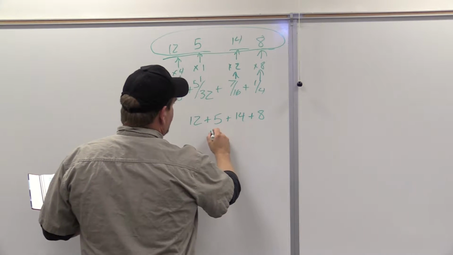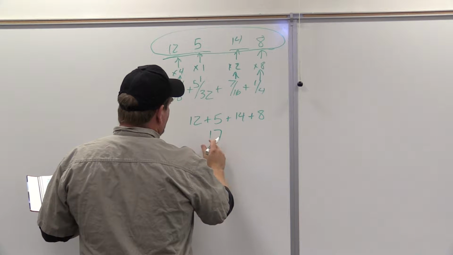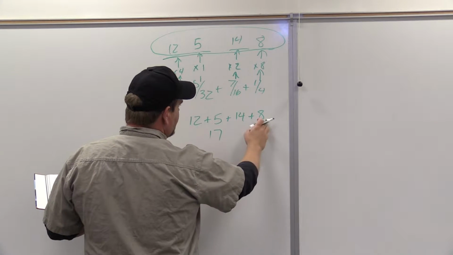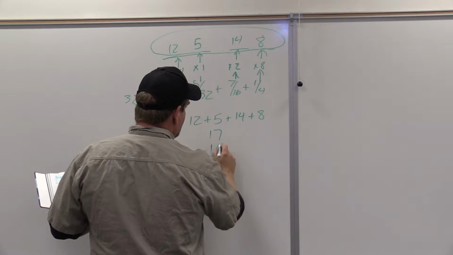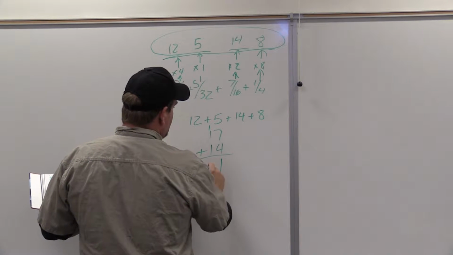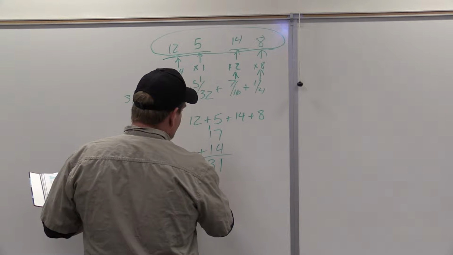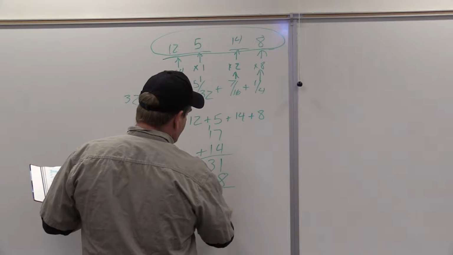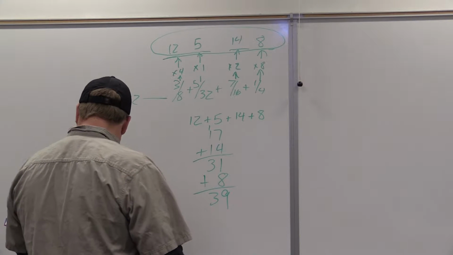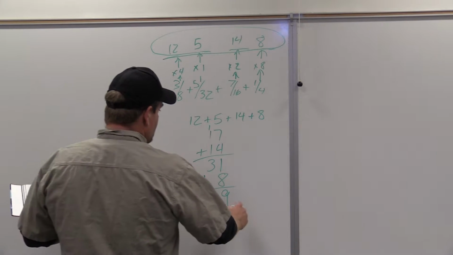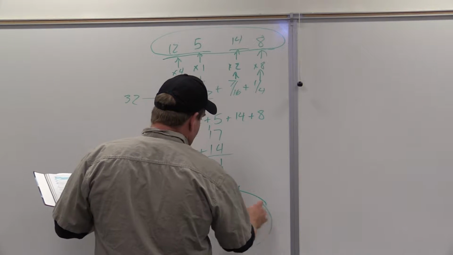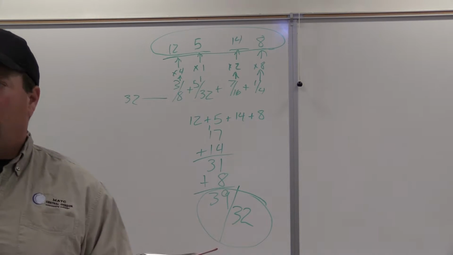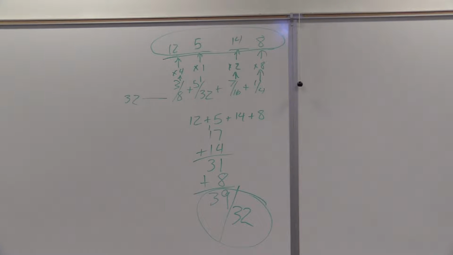Okay? So real quick, I just added 12 plus 5 is 17, plus 14, 31, I carry the 1, 3, now I'm also going to add 8, 39. Okay, 39, now we bring our denominator down. Now we have, again, what do we call that? An improper fraction. Okay, 39 32nds.